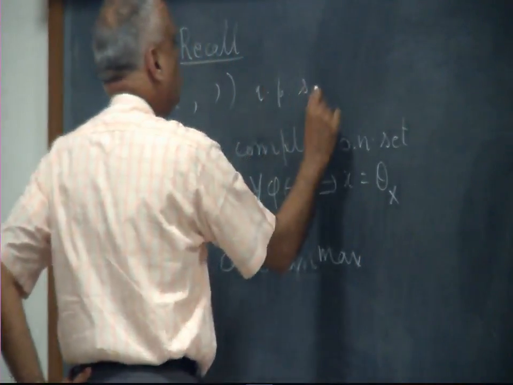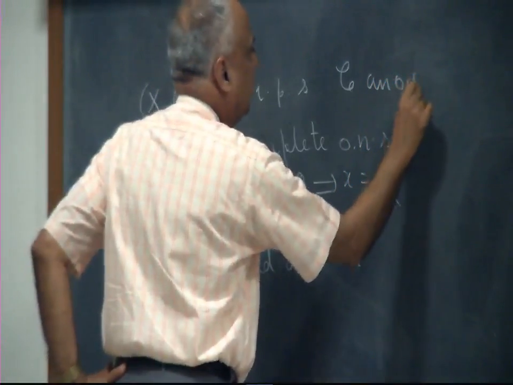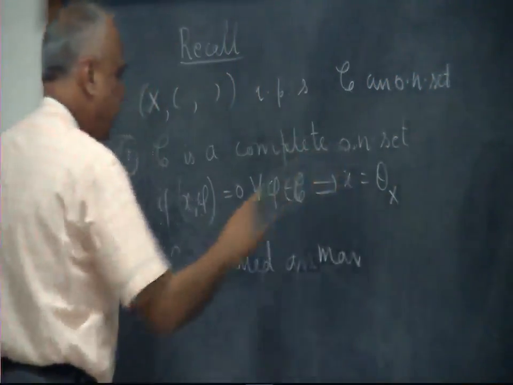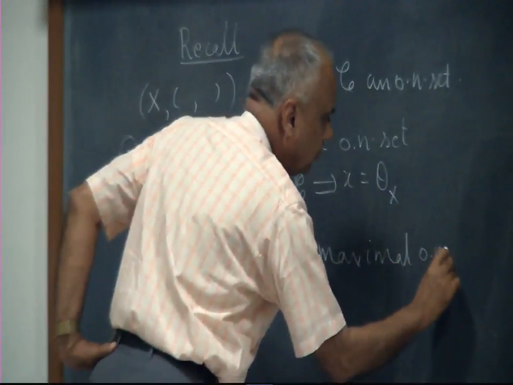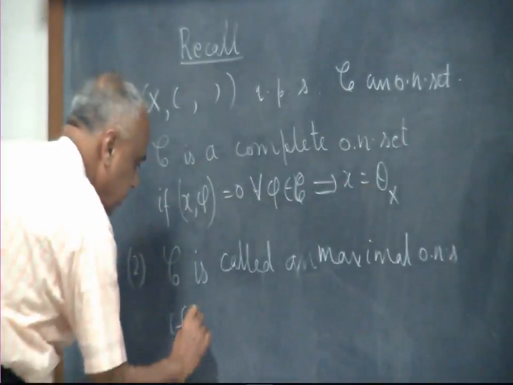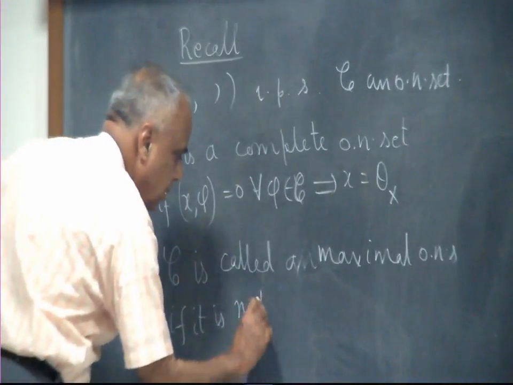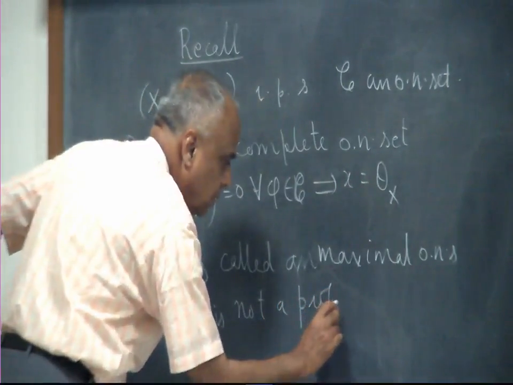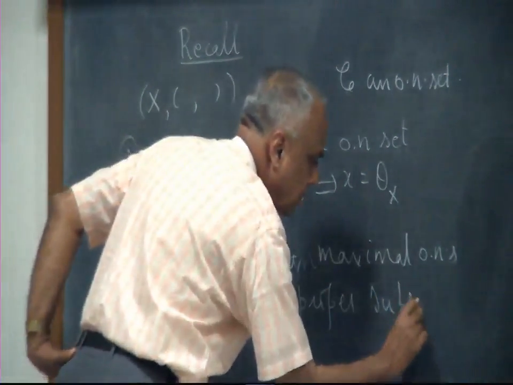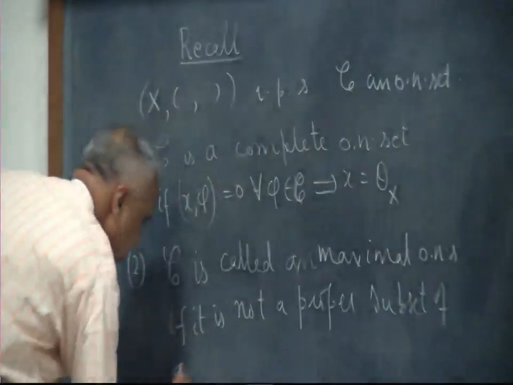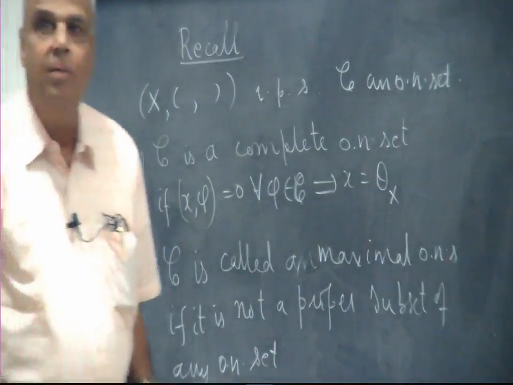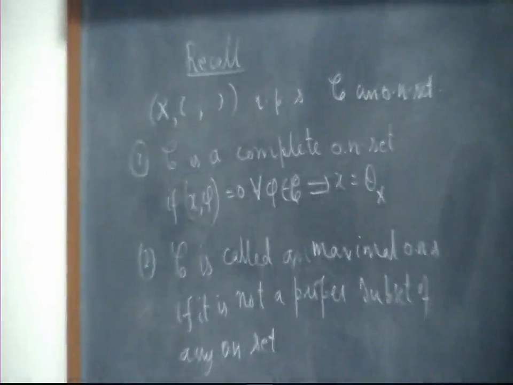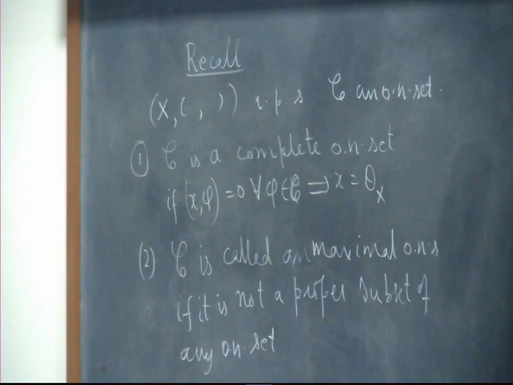So, let us say C is an orthonormal set. It is called complete if this happens. It is called maximal if it is not a proper subset of any orthonormal set. You can't expand it and still have an orthonormal set. So, these two notions we had, the notion of complete orthonormal set and maximal orthonormal set.